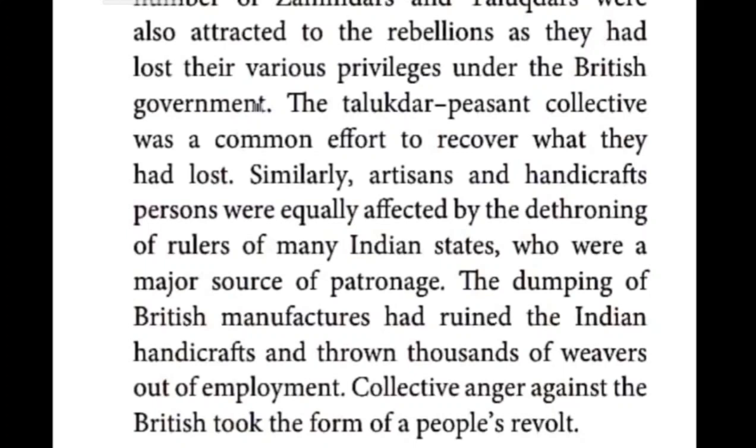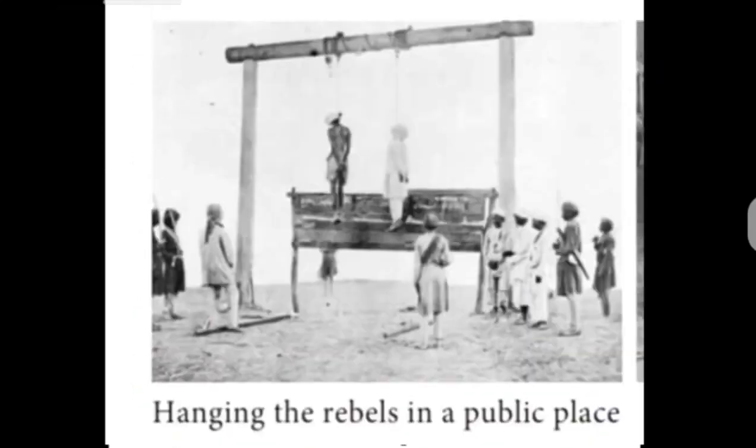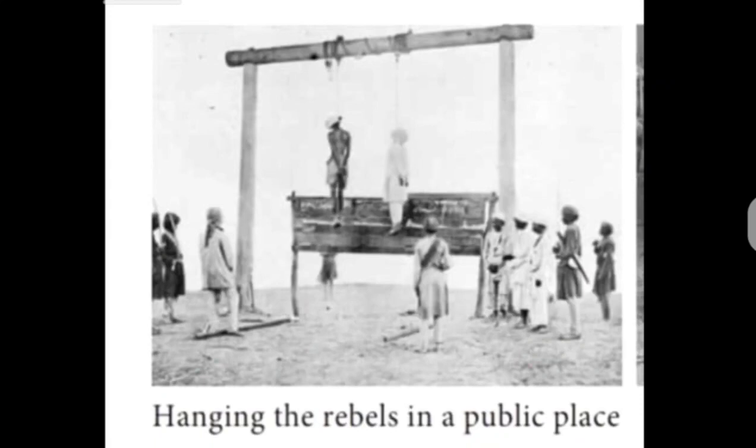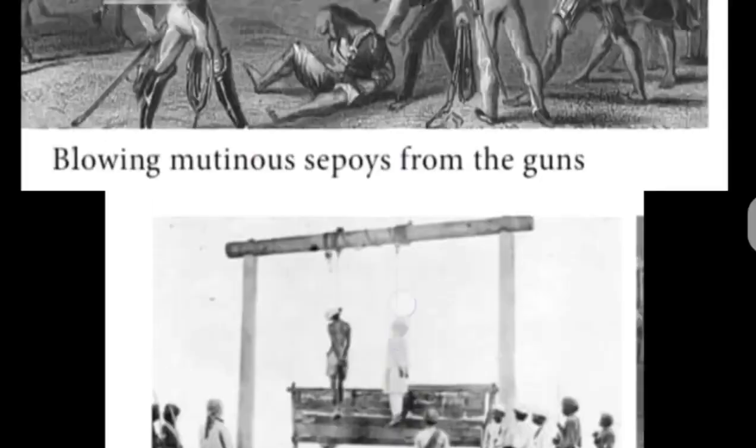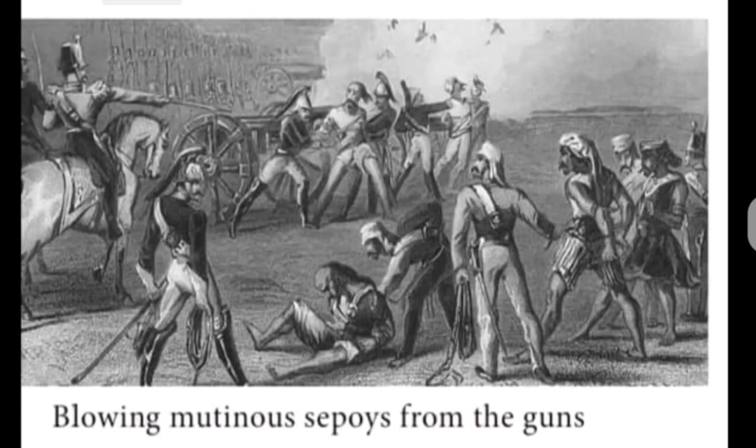All sets of people, the kings, the talukdars, zamindars, peasants, soldiers, everybody, were against whom? Against the British government. See, in your book it is given, children, you can check it: hanging the rebels in a public place. That was the punishment given by the British. You can check this photo. The next one: blowing mutinous sepoys from the guns. A number of sepoys lost their lives this way.